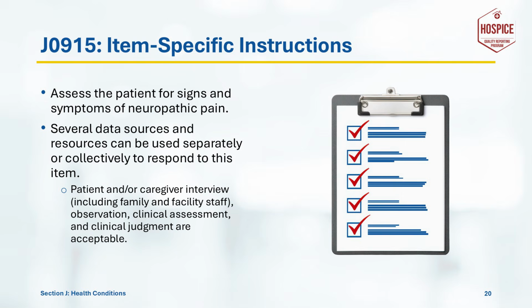The clinician should assess the patient for signs and symptoms of neuropathic pain. The clinician should ask themselves, does the patient describe their pain in a manner consistent with the definition of neuropathic pain? Pain should accompany the symptoms. Symptoms without pain should be coded 0, null. Now I will move to the data elements for shortness of breath.